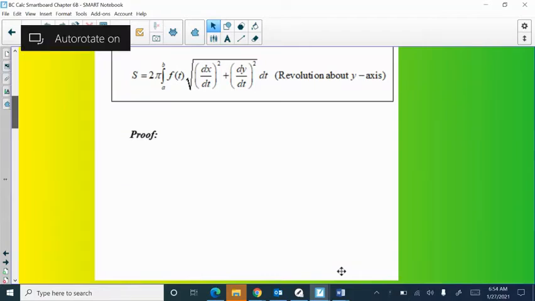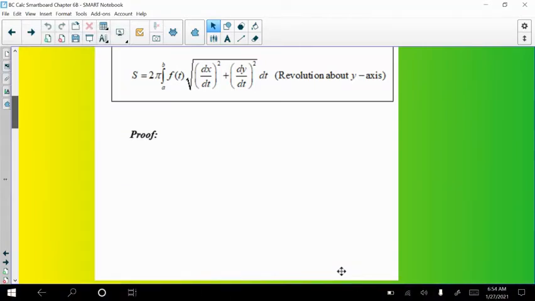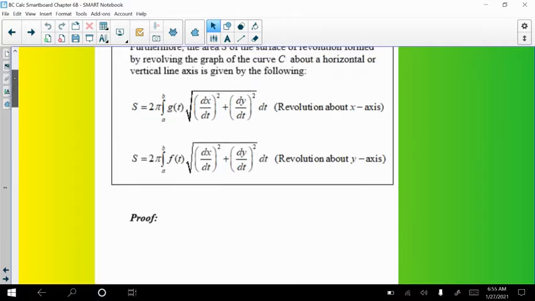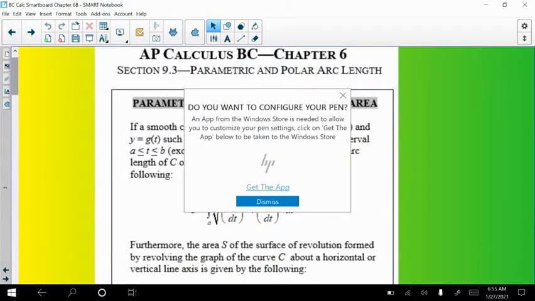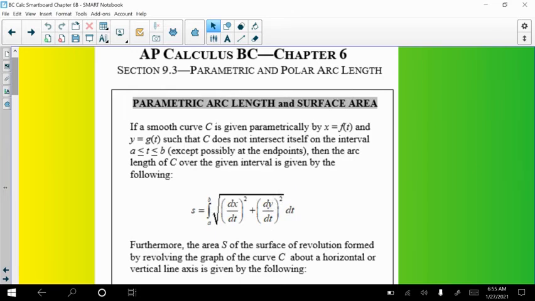Okay, so I want to look at finding arc length and surface area if you are given a parametric set of equations. It's actually a pretty easy proof to show, especially since we have already found how to find arc length just in general, right? So our arc length formula that we just looked at, I'll write it over here for the side.